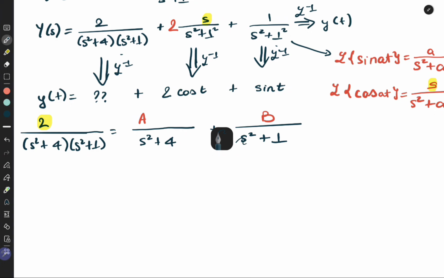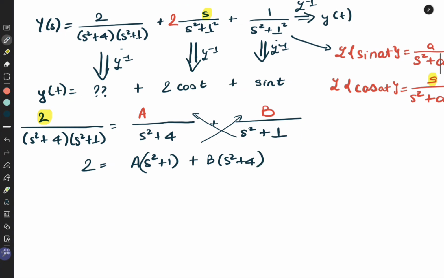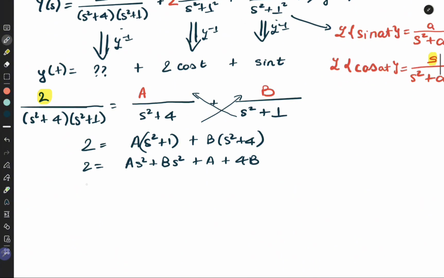Cross multiply: the left hand side is 2, the right hand side is A times S squared plus 1, B times S squared plus 4. Distribute, and then I'm going to combine like terms together. So that is 2A plus B inside the S squared, outside plus A plus 4B.